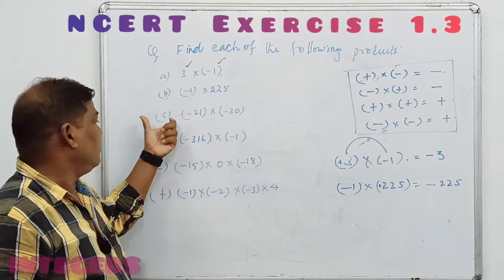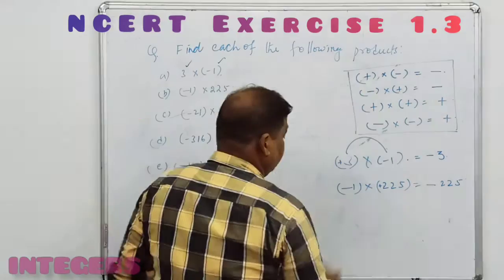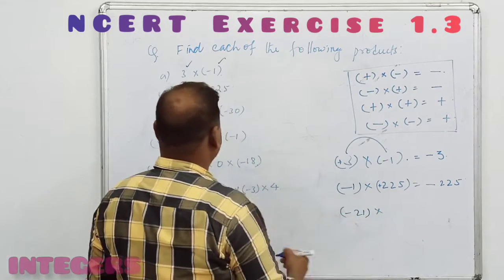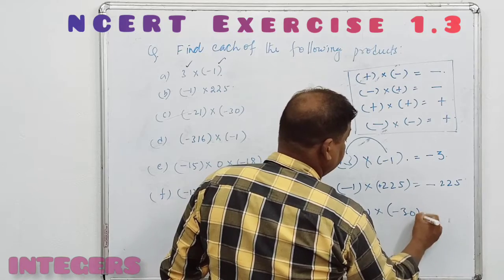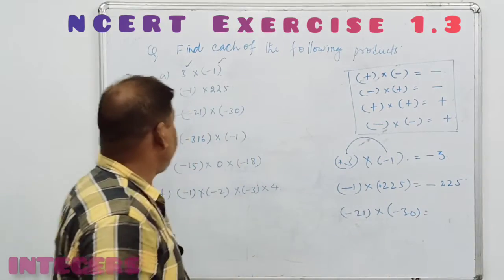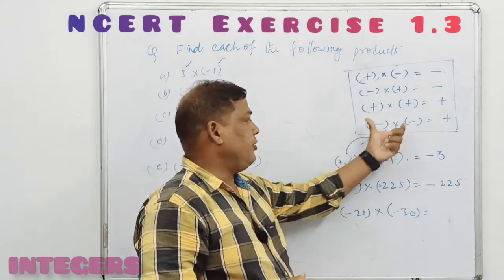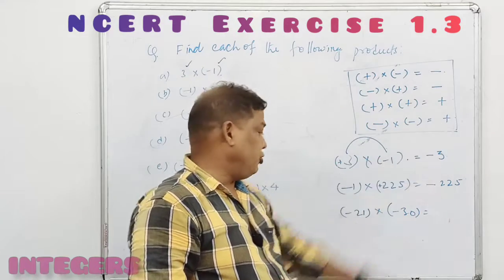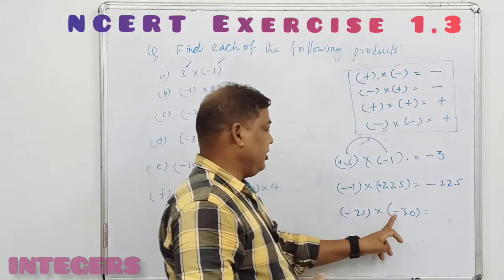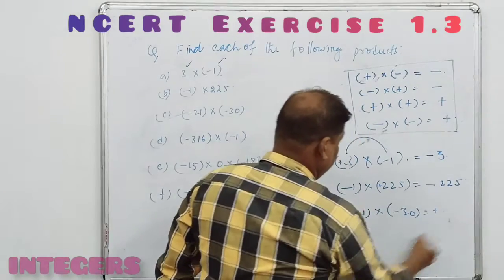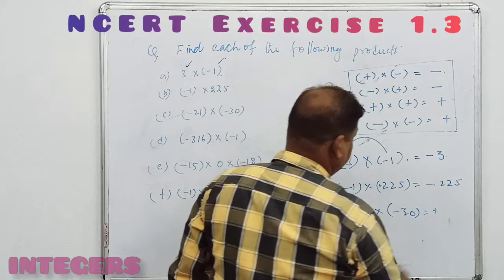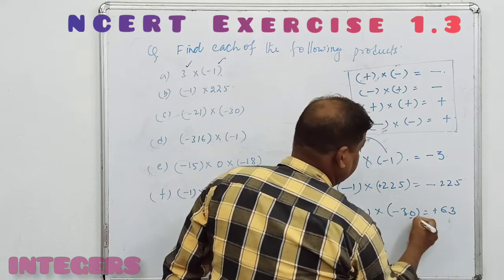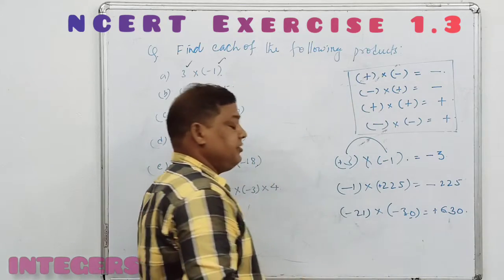Now we will see the C section, third part, minus 21. This is the negative integer. Here is the minus 30, also a negative integer. When you multiply two negative integers, the result will be a positive integer. Negative sign with negative sign means positive. You have to multiply 21 into 30. 3 ones are 3, then 3 twos are 6. We put here 0. That is 630.